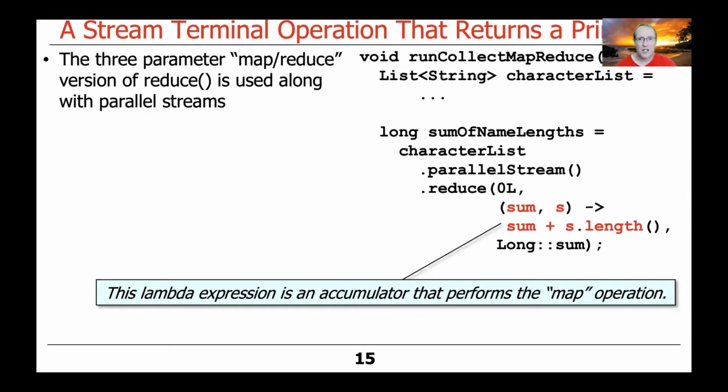And the map operation is going to be computing a running sum in that particular thread of the lengths of the character names that are in that chunk that's being processed by that thread in the thread pool. And I'll talk later about how the thread pools work in the context of the common fork join pool and so on and so forth.